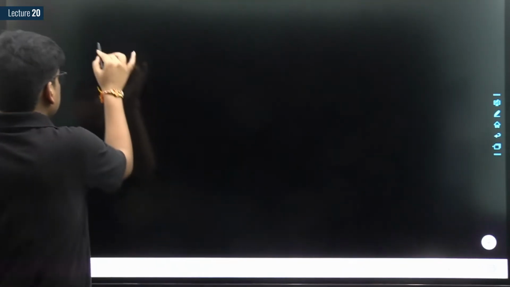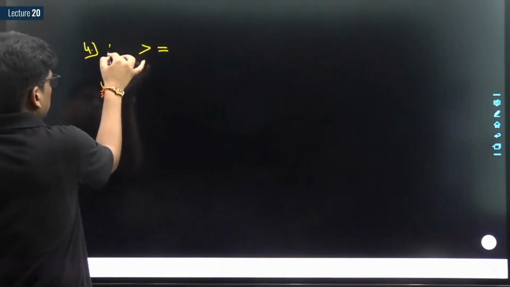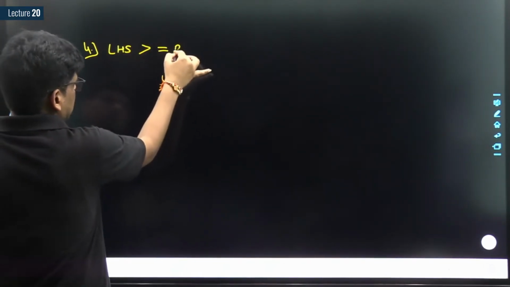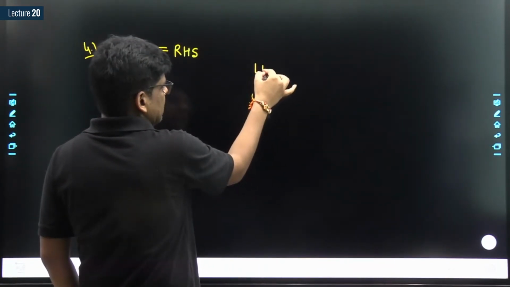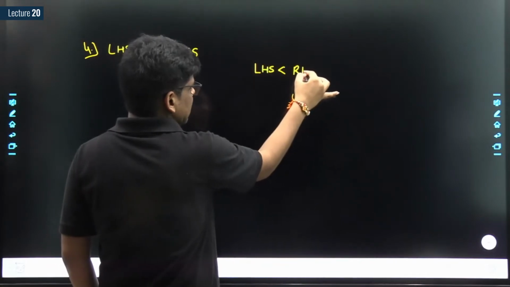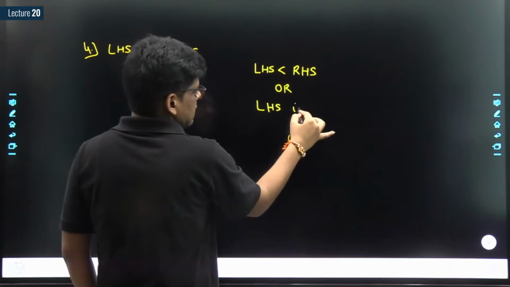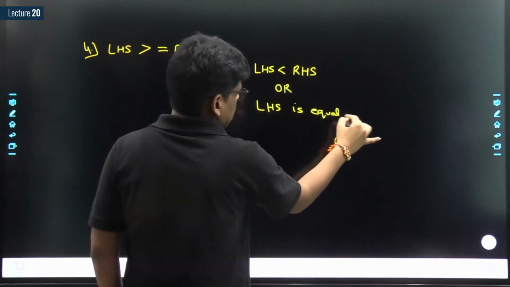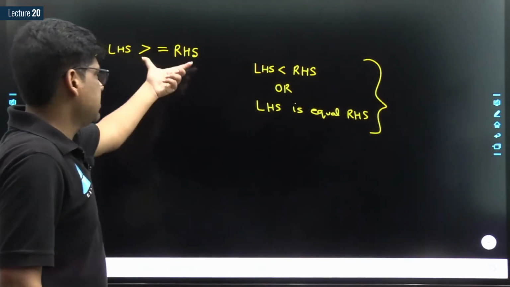In a similar manner, the fourth relational operator is greater than equals to. And you know this. Again, we are saying two things. LHS is greater than RHS or LHS is equal to RHS. If any one of them is true, the entire statement is true.